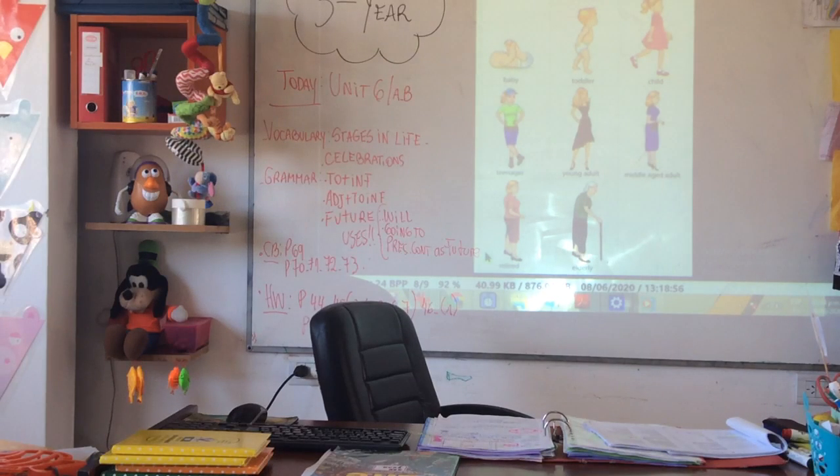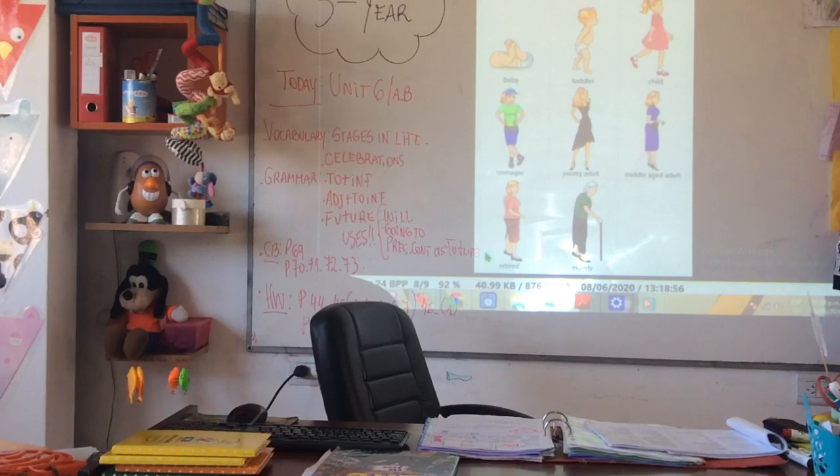Okay, so the first one, you are a baby, then you are a toddler, you start to walk, then you become a child, you go to kindergarten, then to primary school, then you become a teenager, you start high school, then you become a young adult, you go to university, and then you become middle-aged, then a retired person, and then elderly. And this is a very nice picture, okay?